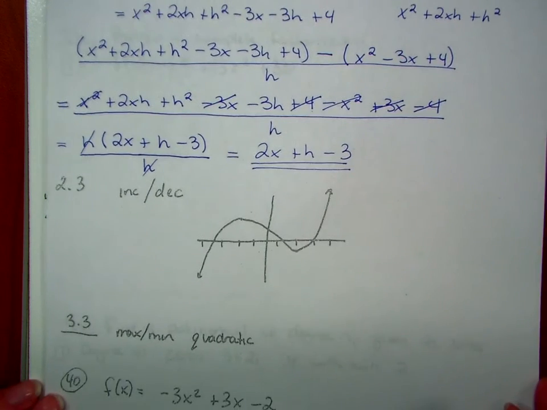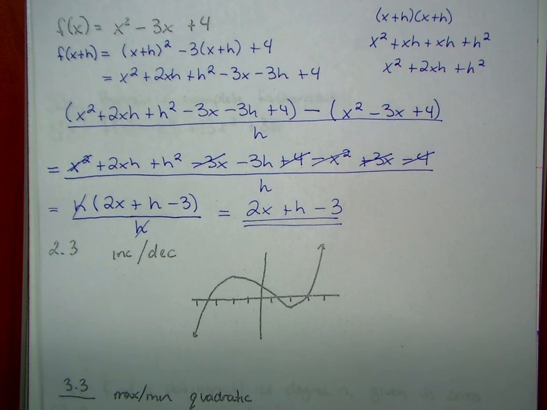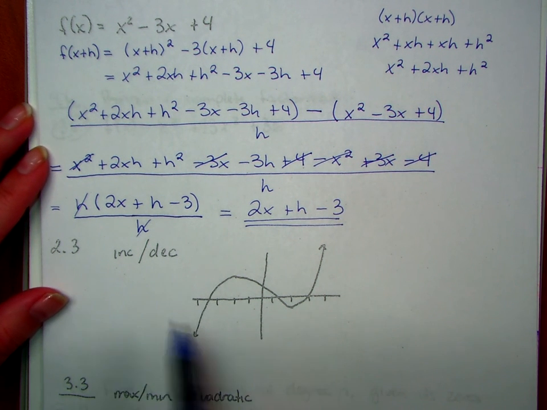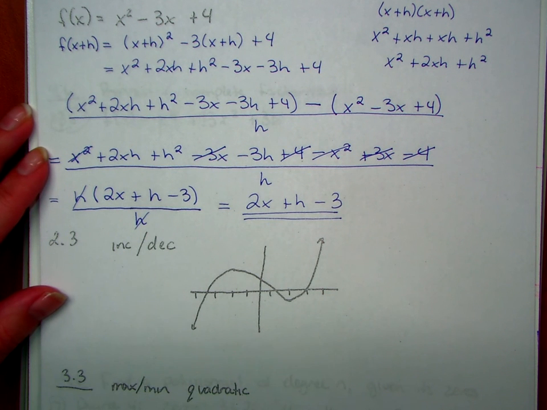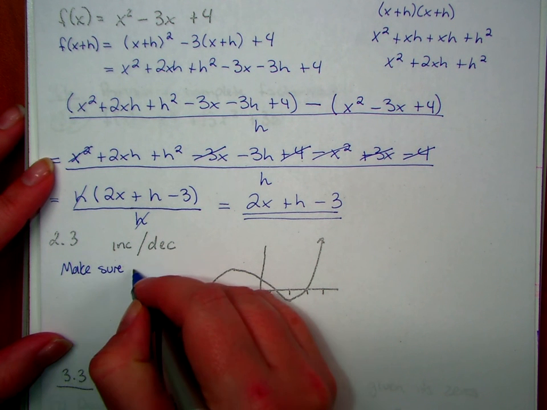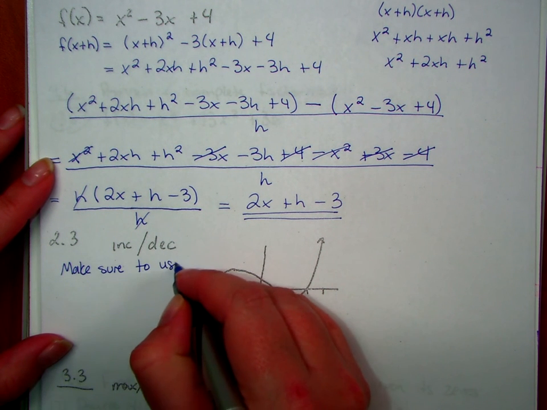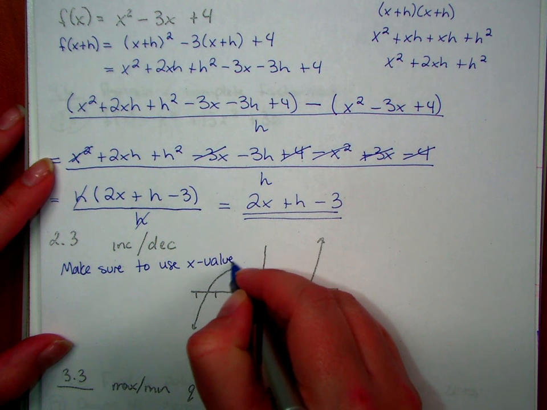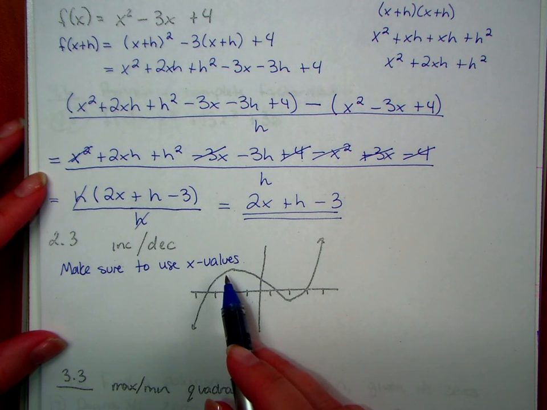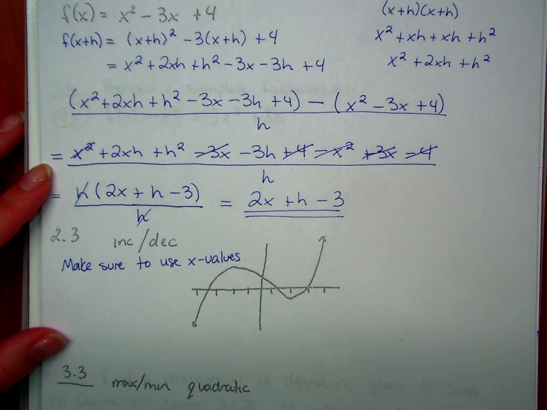All right, so the next problem here is determining where a function increases or decreases. And this isn't meant to be difficult, all right? But I do want you to make sure when we talk about increasing and decreasing, we want an interval of x values. Okay, so make sure to use x values. It doesn't matter the y values. Okay, it doesn't matter that it increases to 1 or 2 or 99, right? What matters is where is the function increasing and where is it decreasing.